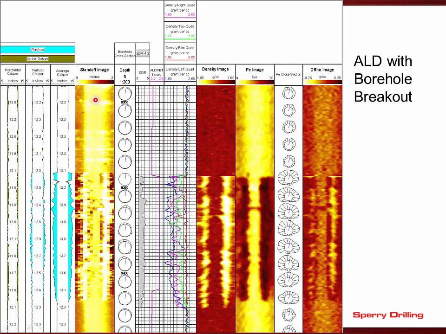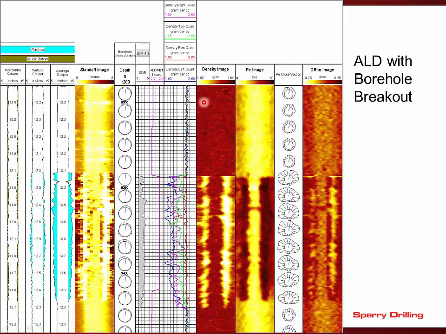A few other things on the plot. We've got a standoff from the acoustic standoff measurement on the tool. This is a tool that had an acoustic pinger built into it. And this is the cross-section of the borehole generated from that. And then over here we have various caliper curves which are generated from that acoustic standoff data. Now, the important thing to note, of course, on this plot is what happens around here.